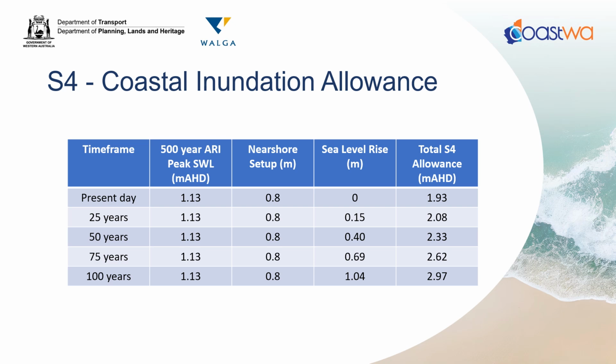And so this table just presents some summed coastal inundation allowances. So again, over our range of timeframes from our present day out to our 100-year planning period, we've got a peak steady water level calculated from modelling or such, or from extreme records. We've got an allowance for nearshore setup. We've got an allowance for sea level rise over our planning period, and we calculate from summing those a total S4 allowance. And these will obviously vary around our locations in our state.